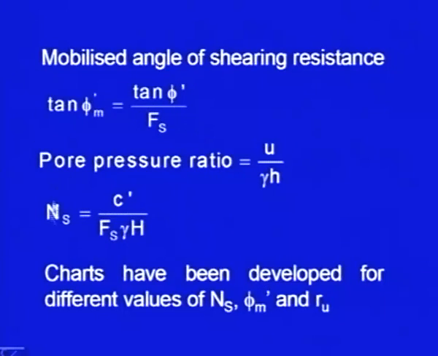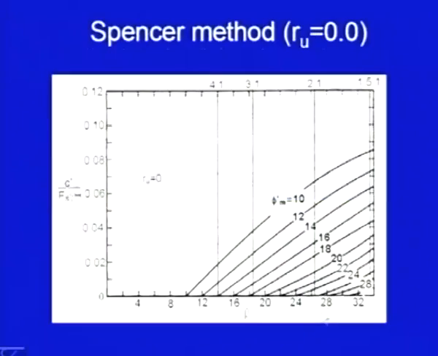These are the parameters which will be used in those charts. Mobilized angle of shearing resistance is tan phi m dash is equal to tan phi dash upon Fs. Pore pressure ratio is Ru equal to u upon gamma h, and stability number Ns is equal to C dash upon Fs gamma h. And charts have been developed for different values of Ns, phi m dash and Ru.